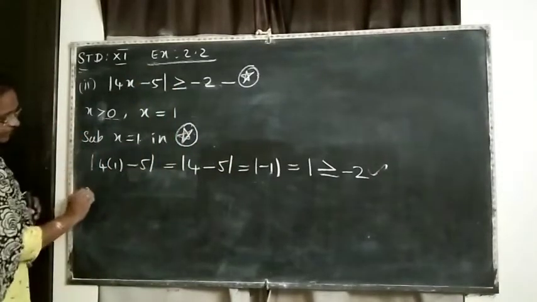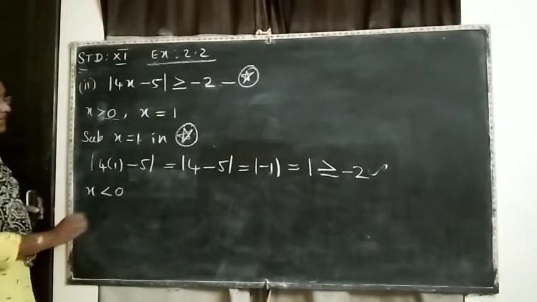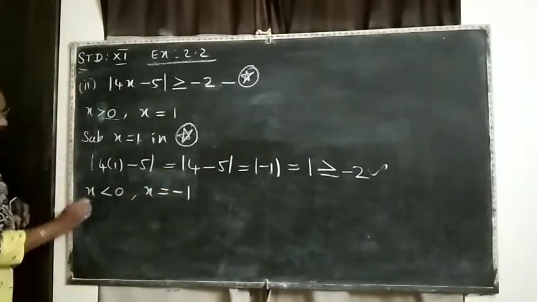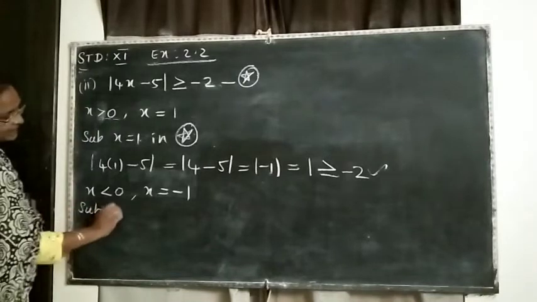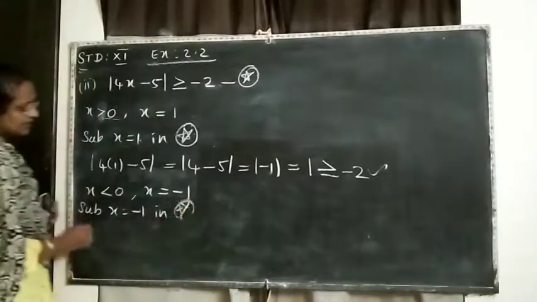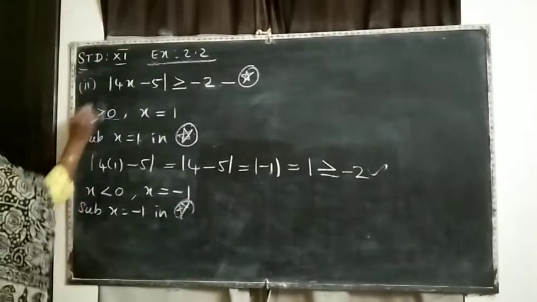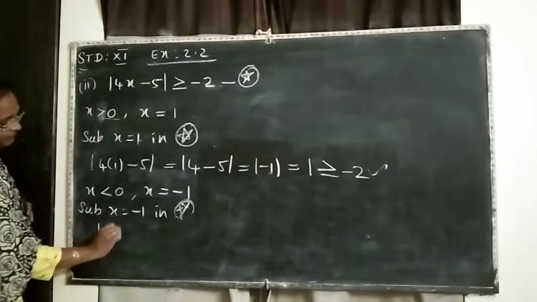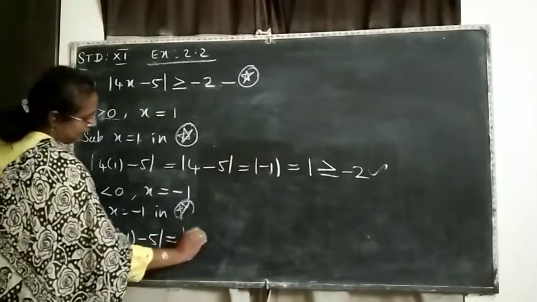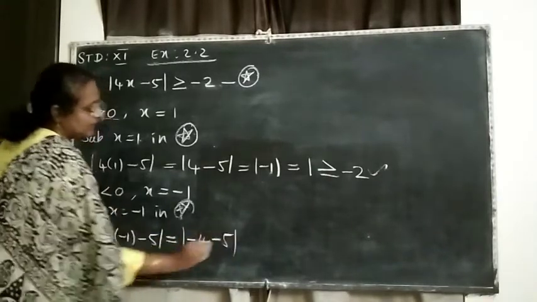Now shall we discuss the next one? x is less than 0. Shall we assume x is equal to minus 1? Okay, the same way substitute x is equal to minus 1 in the star equation. Shall we? Okay, now just substitute modulus of 4 into minus 1 minus 5 will be equal to minus 4 minus 5. Yes or no?